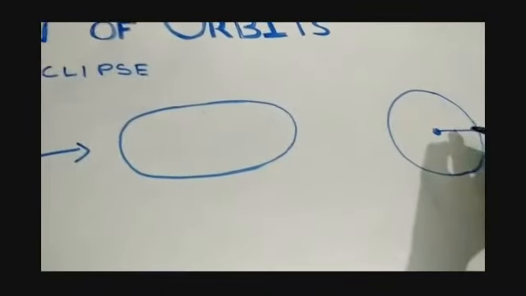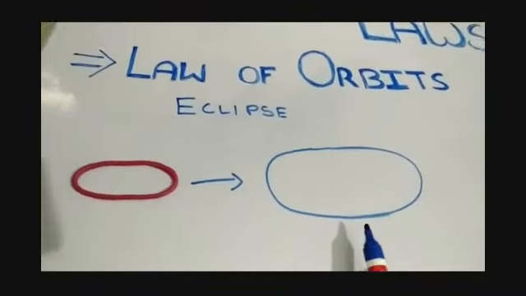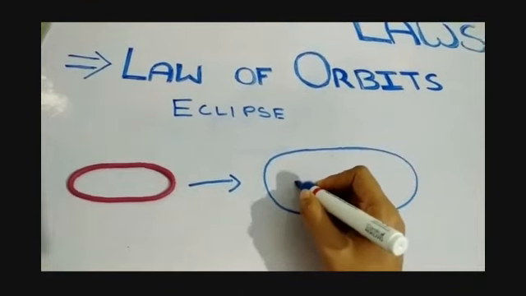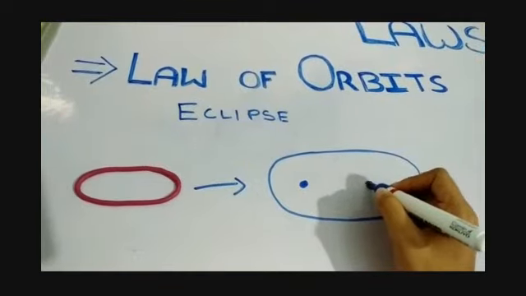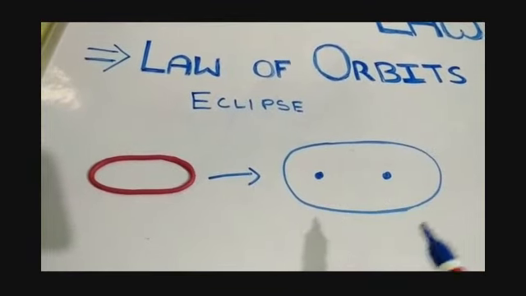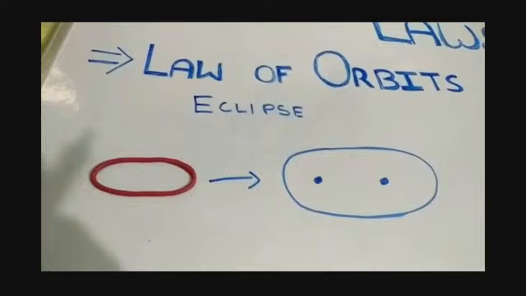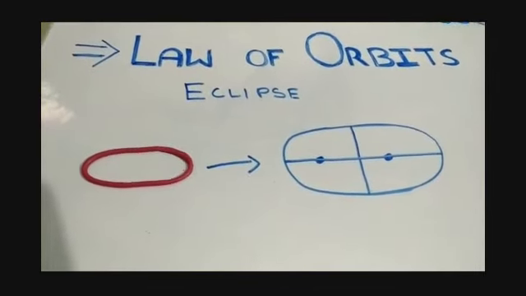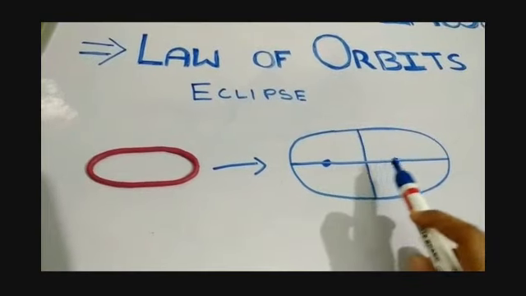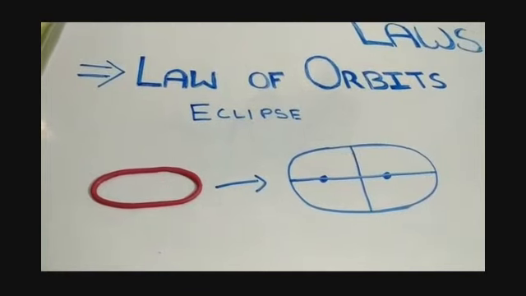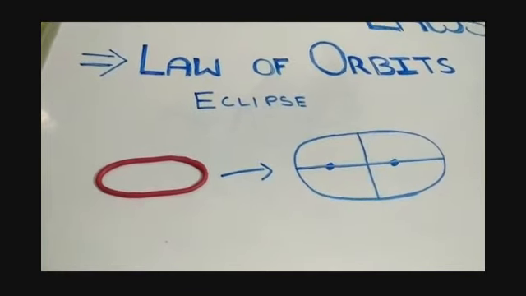As a circle has a center, this shape, that is ellipse, has two centers or foci. Let's mention them. As a circle has its radii, this shape, that is ellipse, has two radii, or rather two axes. The shorter of the two axes is known as minor axis and the larger one is known as the major axis. After understanding our two terms, let's move on to our law.